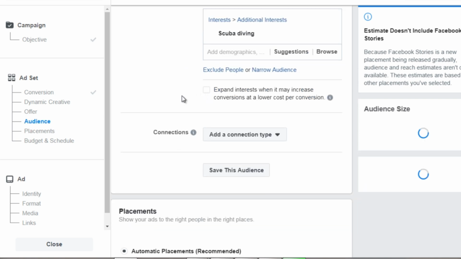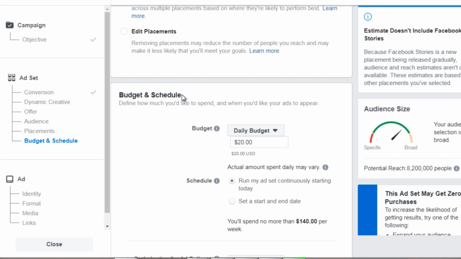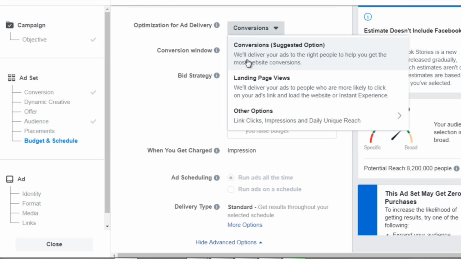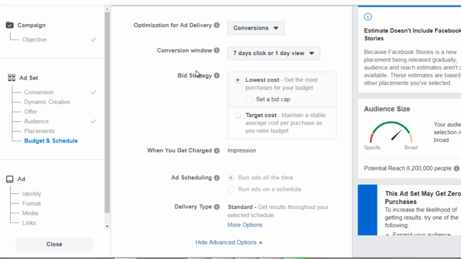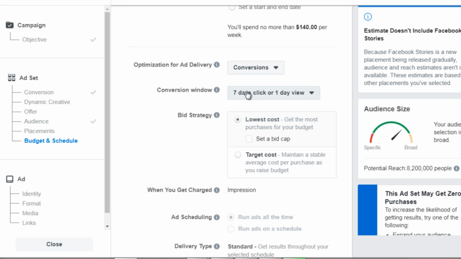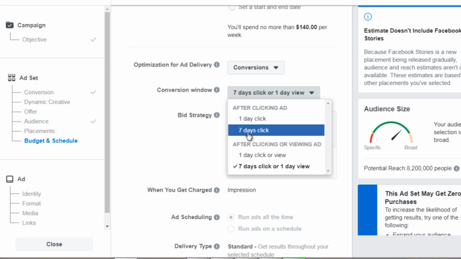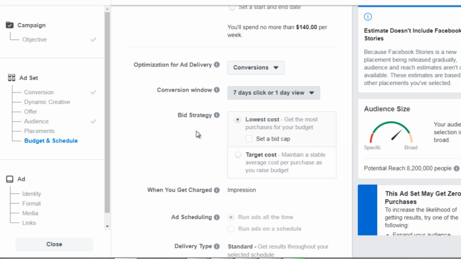And we're going to uncheck that. We're going to leave it at automatic placements, daily budget, conversions. So what this is going to do is it's going to optimize for conversions. Now, conversion window. What this means is you have 1-day click or 7-day click. Basically, in essence, usually you choose 1-day click if somebody clicks through to your ad and they make a purchase. If it takes them a long period to click through, then you want to do 7-day click. Now you can read more about this and how it works over here.